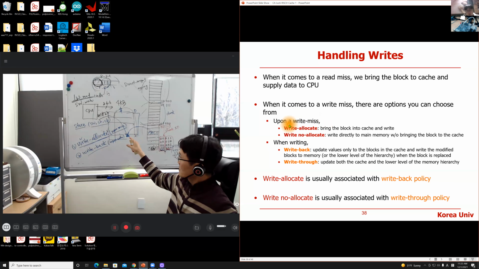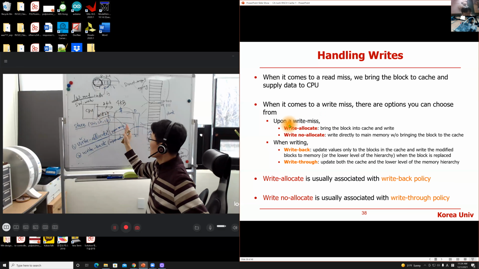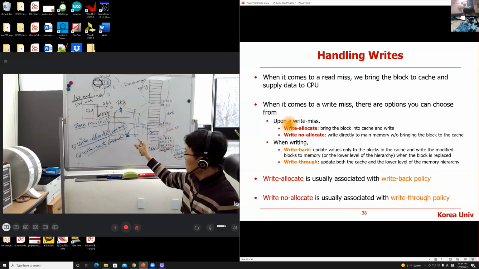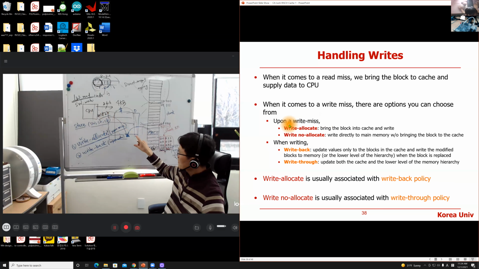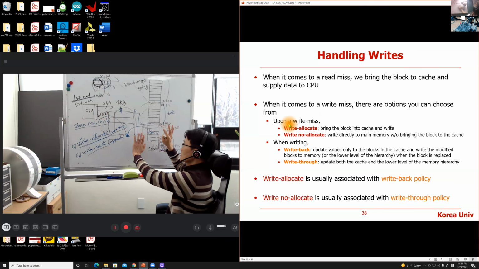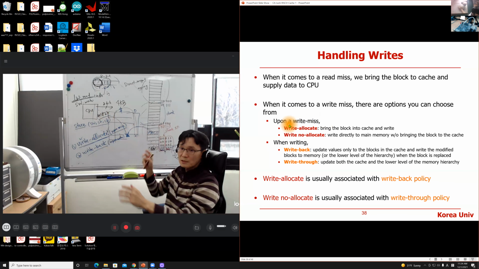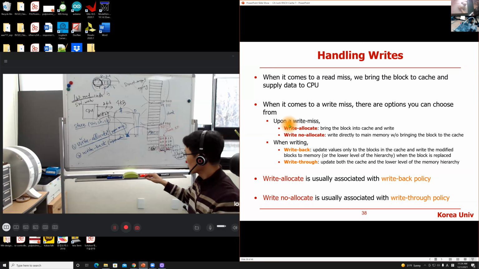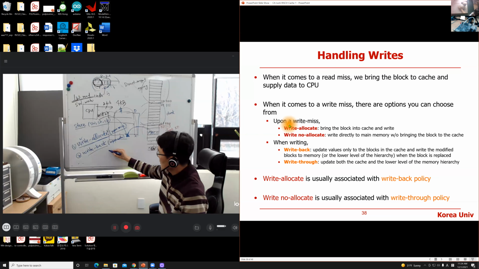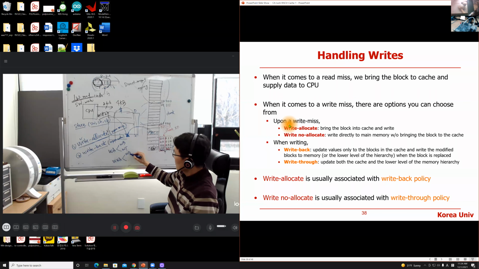And when you actually write, a memory update, you have to write data. Two different policies. Write back means I'm going to update only the cache. Write through means updating both the cache and main memory. So then there are four different combinations: write allocation or write no allocation, combined with write back or write through.